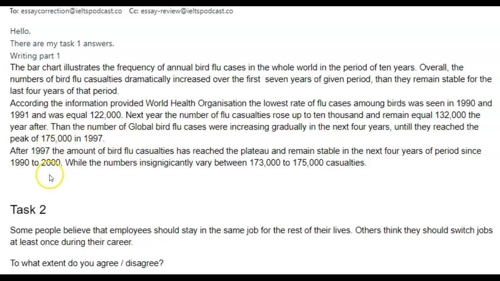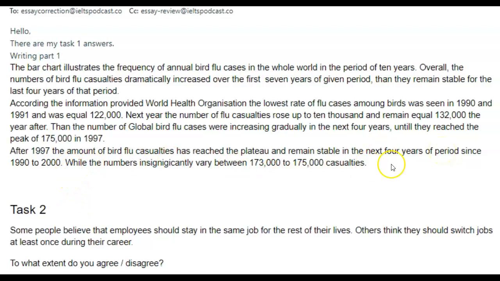After 1997, the amount of bird flu casualties reached, not has reached, a plateau and remained stable in the next 4 years. Remained stable in the next 4 years. I don't understand this. Remained stable in the next 4 years. That's it. Get rid of the rest of it. It doesn't make sense.